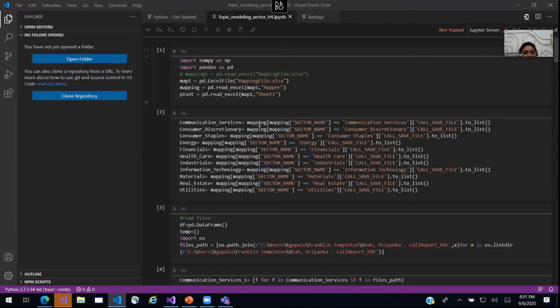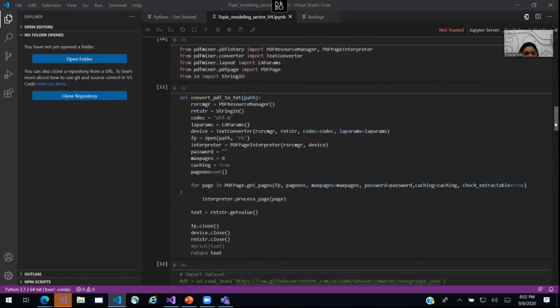These are the sectors we're talking about: communication, discretionary, staples, energy, chemical, and so on. In the GitHub I have shared some demo documents, because these are all corporate documents. Whenever you get the GitHub code, please change the path accordingly to point to whatever corpus you are trying to train it on. I will of course not be sharing the corporate data here.